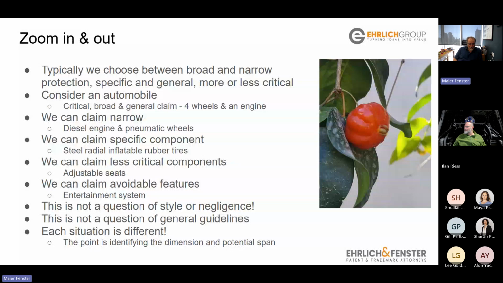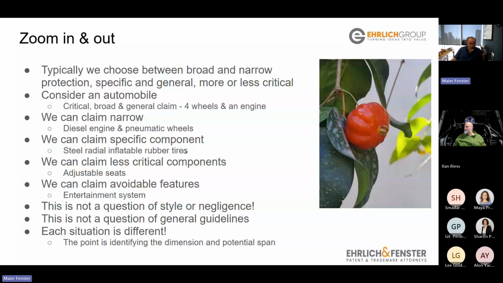So imagine I'm writing a patent on an automobile. So here is a broad and general claim that covers a critical feature, a vehicle that has four wheels and an engine. Okay, that's broad. It's critical because if you don't have an engine or don't have wheels, it's not what we consider today to be a car. We could write a narrow claim, diesel engine and pneumatic wheels. We could also claim only a component. Okay, in this case, steel radial inflatable rubber tires. Still a critical component in a modern car. Or we can claim less critical components like adjustable seats.